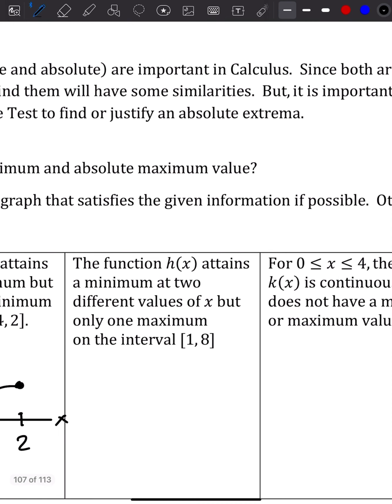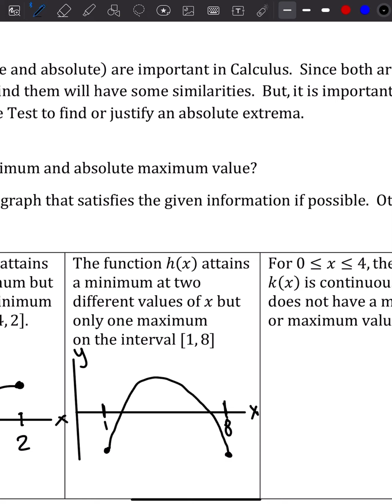The function attains a minimum at 2 different values of x, but only one maximum. Generally, if we have more than one minimum, we're going to have a dip and then it's coming back up. It'll look kind of sinusoidal in a lot of ways, but it can be anything between 1 and 8. We just need minimums and maximums. So if I have my minimums here, it could be a parabola. It could also be part of a sinusoidal, as long as I have my minimums happening at the same spot.